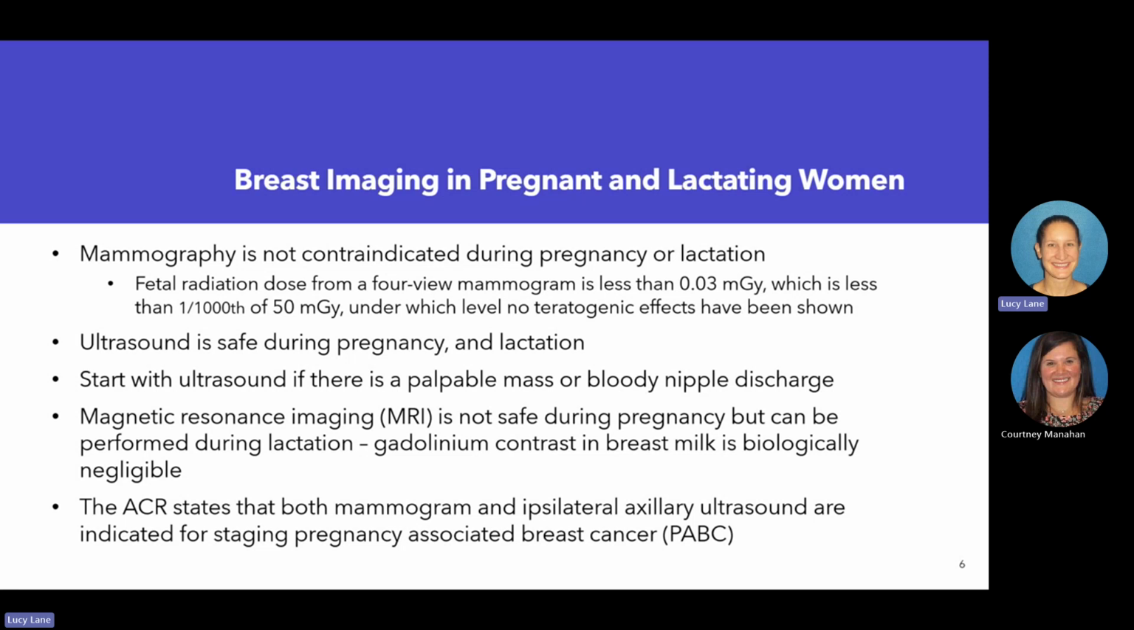So the ACR states that both mammogram and ipsilateral axillary ultrasound are indicated for staging pregnancy-associated breast cancer. And when we say that, it would mean you get a mammogram of the breast if a breast cancer is suspected. And then we also take a look at the armpit. That's what the axilla is, with ultrasound.